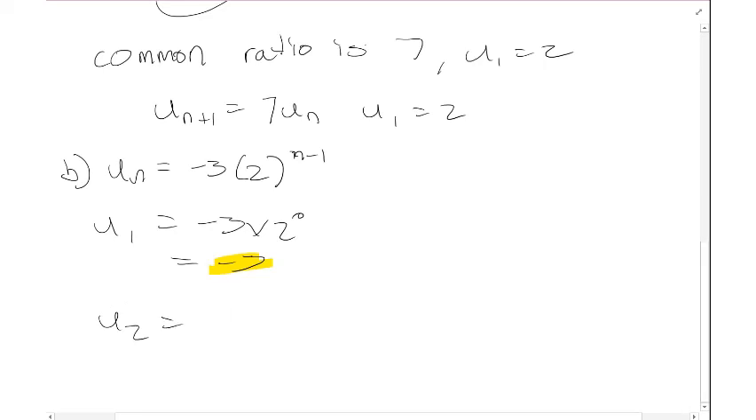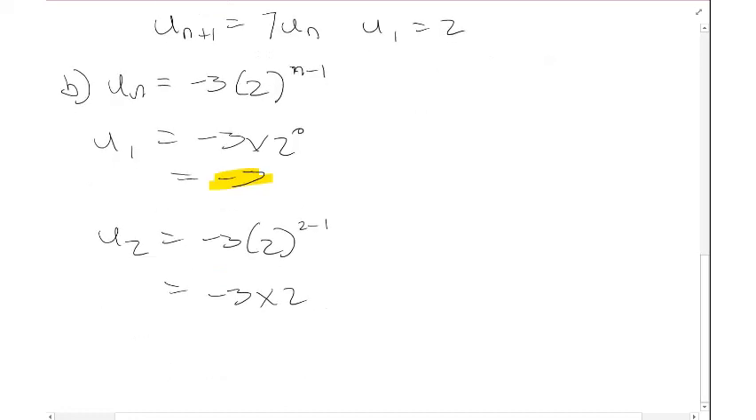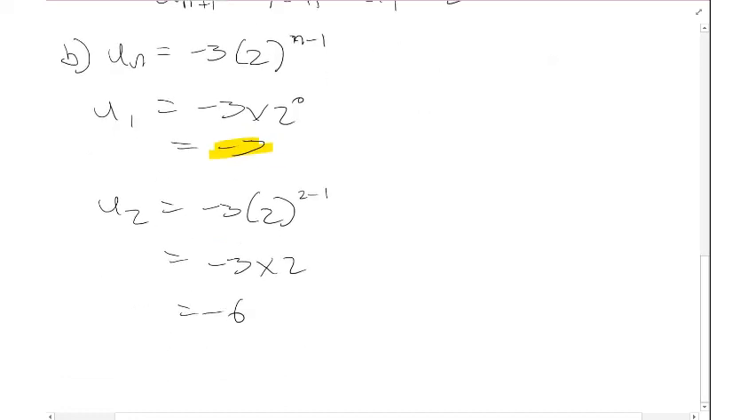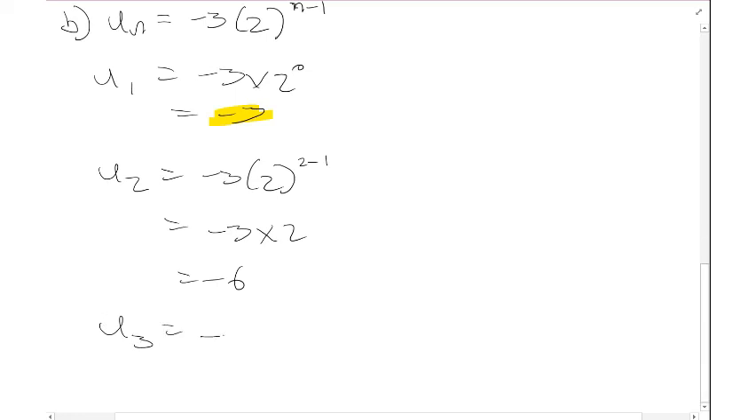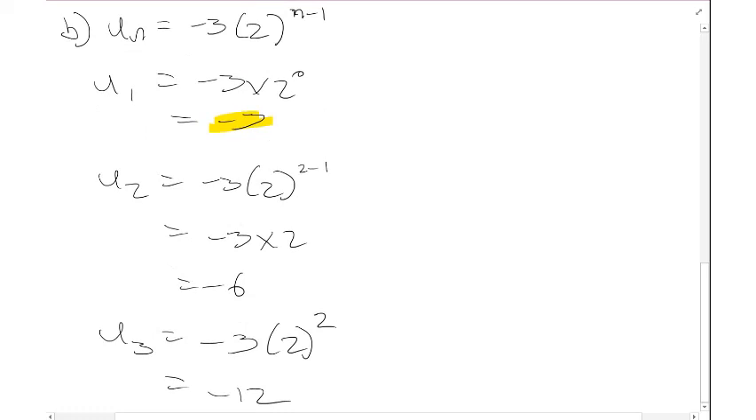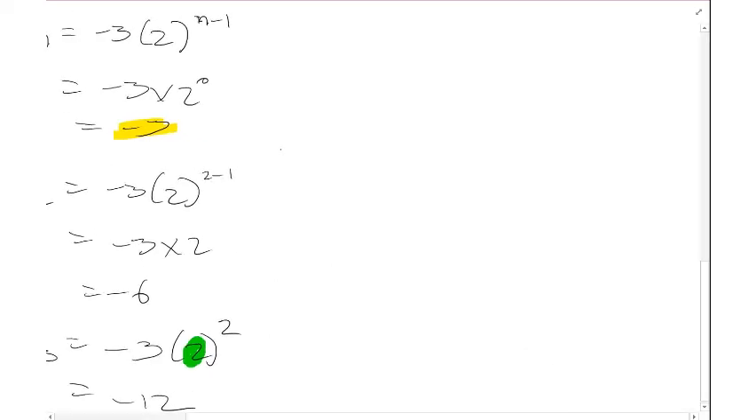All right, U2, I put the 2 in there, so it's going to be -3 times 2 to the 2 minus 1. That becomes -3 times 2, so I get -6. Let's try U3. I get -3 times 2 to the 3 minus 1, squared. So that's 2 squared. 2 squared is 4, so it becomes -12.